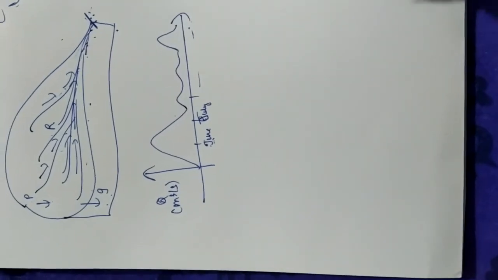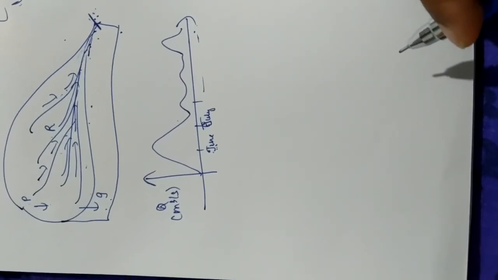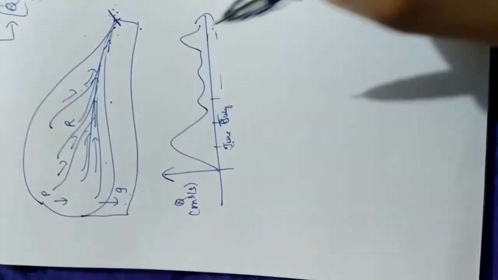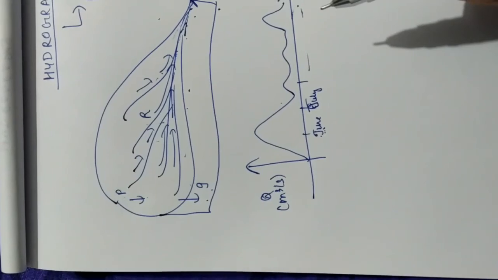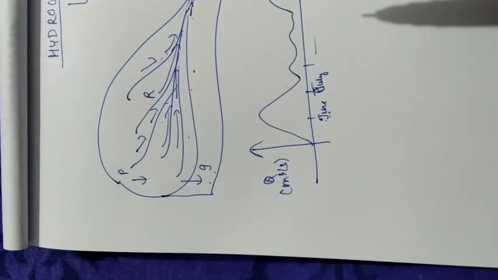So suppose rain starts in any area. Now suppose take this catchment itself. Rain has started in this area. Now it will take some time for the water to reach the outlet.